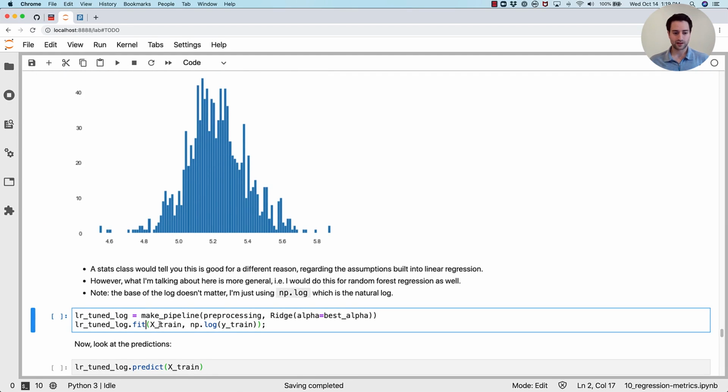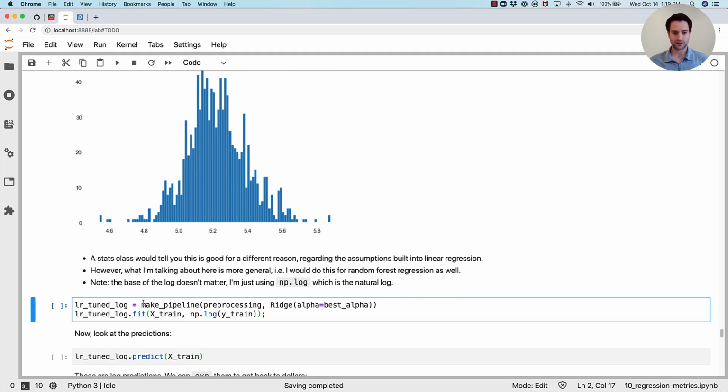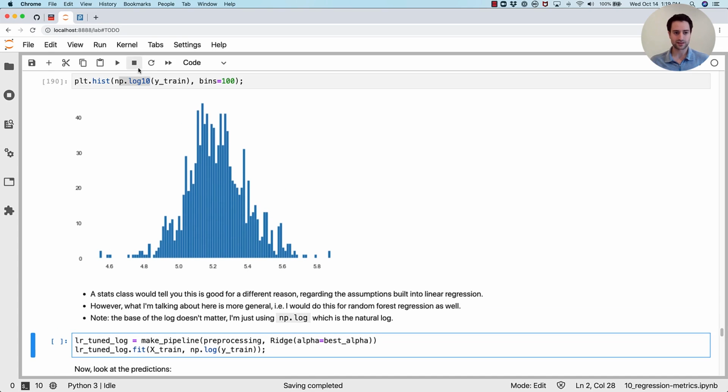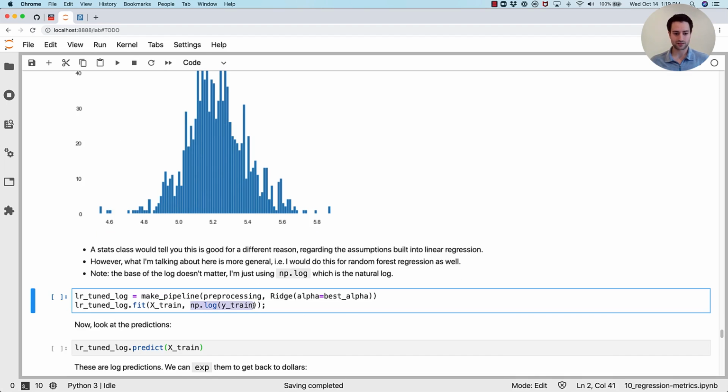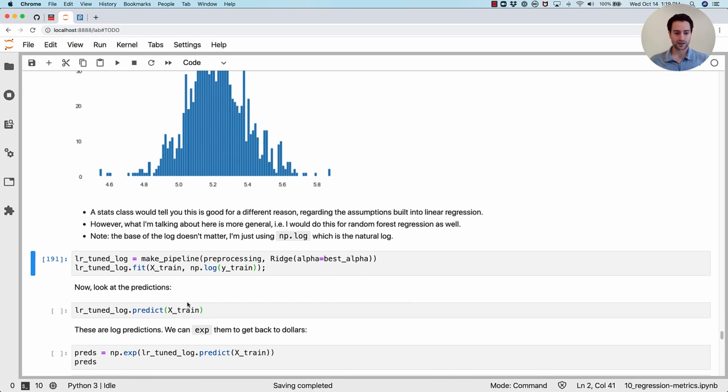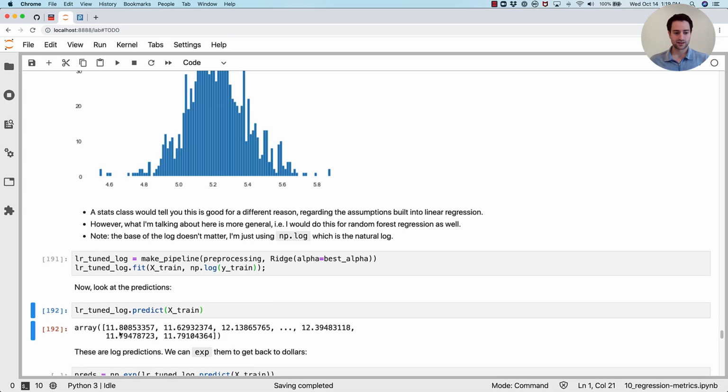Okay, so here's what I'm going to do without saying more than that. I'm going to have my same linear regression model, and now I'm going to fit on log of y train. Notice I'm not using log base 10 here. It really doesn't matter which base you use, so it's just typical to use the regular natural log. I just did the log base 10 up here for visualization purposes, but we typically just use the natural log. And so now when I predict, look at my predictions.